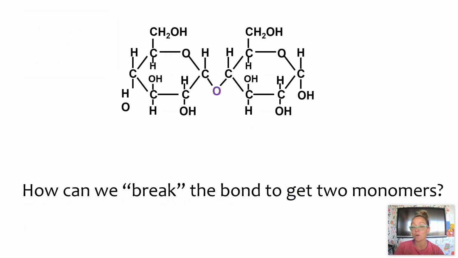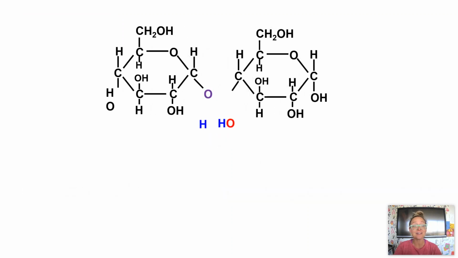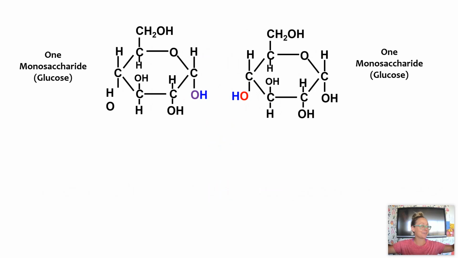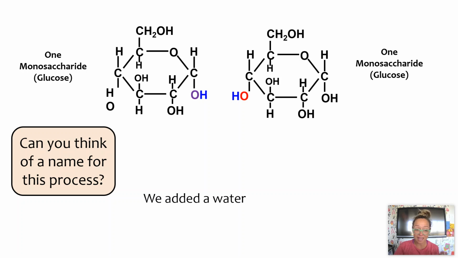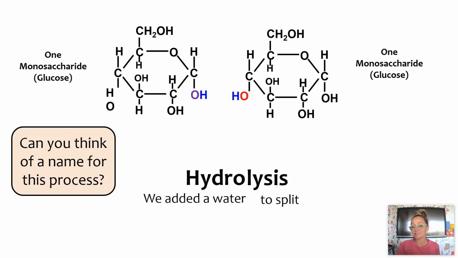Now, if we were going to break a bond, it's going to be the opposite. Instead of removing a water, we're going to add a water, and that will break the covalent bond, releasing two individual monomers. We added a water, so the name for this process is going to have hydro in it. And in biology, the word lysis means to split. So here we have hydrolysis.